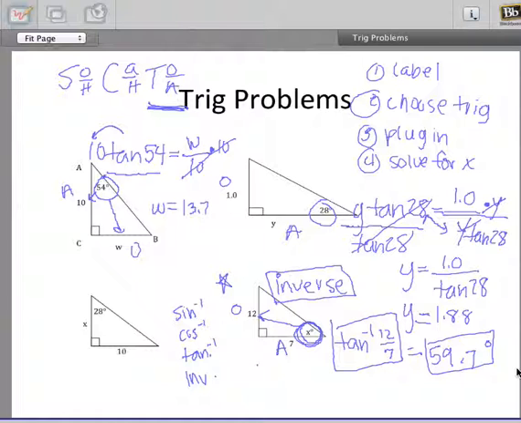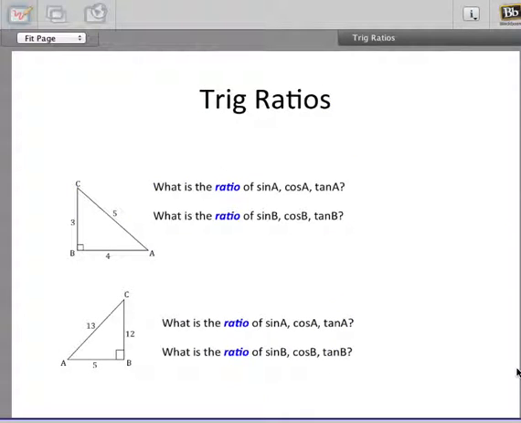Okay, we are almost done here, guys. I'm sorry, I know this has been a lot. Keep in mind, ratios just means your answer as a fraction. If you're looking for trig ratios, you want your answer as a fraction.